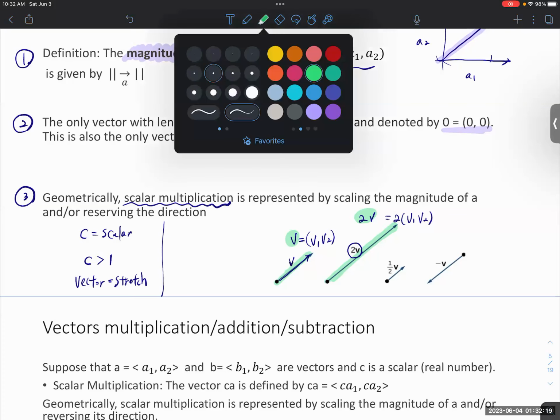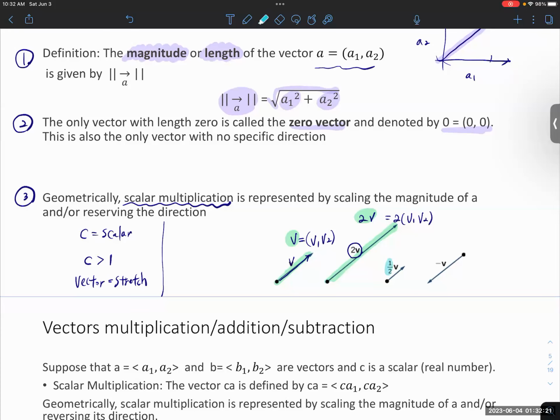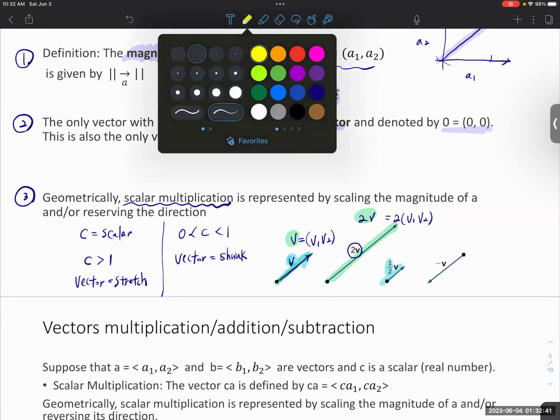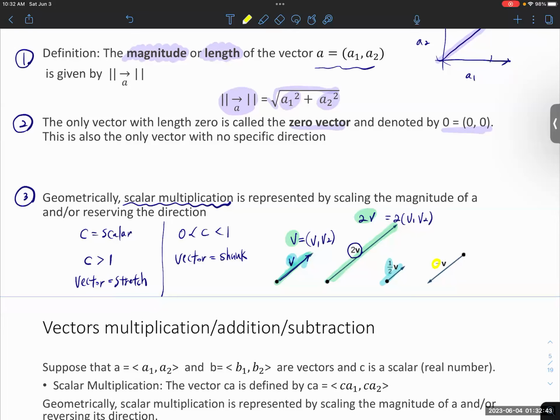So here, the second one, if you multiply 1 over 2, we know V equals this length. But if you multiply by a half, it's going to be shorter. So therefore, if the scalar is between 0 and 1, the vector is going to shrink. It's going to be shorter. Does it make sense? Last one, if you multiply by a negative number, you see that?